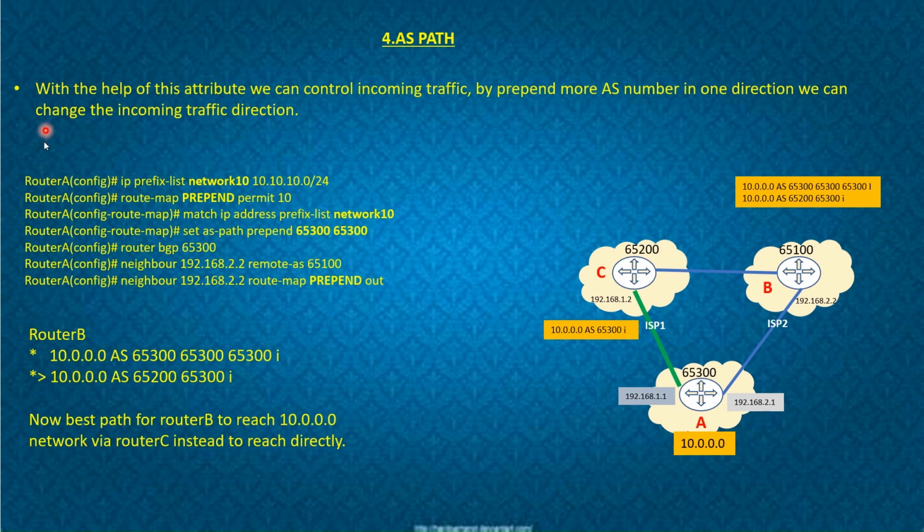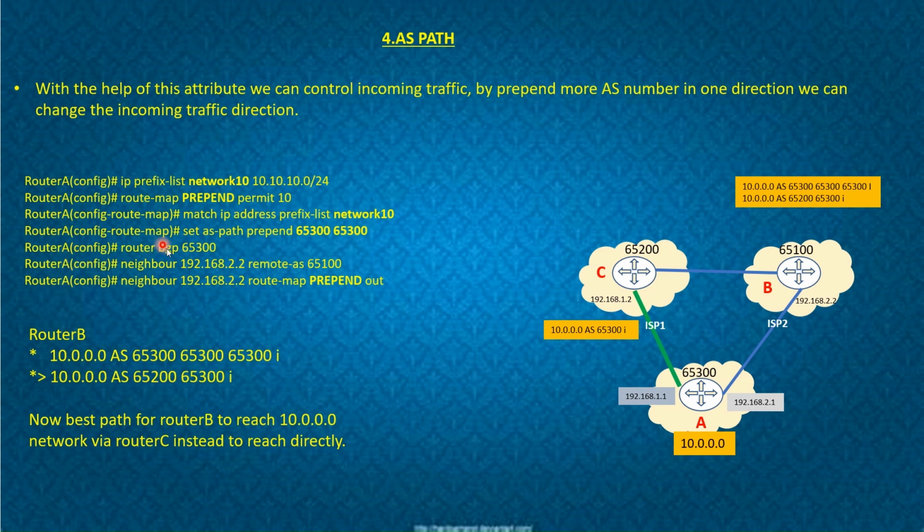How can we achieve it? Let me explain. For that, we can again create a route map and identify our interesting traffic, 10.10.10. Create a route map, I have given the name prepend, and permit 10. Match IP address prefixes, network 10, which I am calling here. Now set AS path prepend 65300 65300, this is the command.